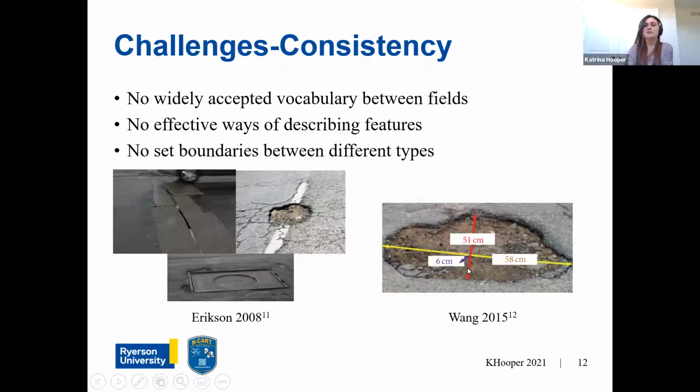And this being its own type of negative object doesn't really compare to this, and especially not this bridge joint. So in comparing these two, specifically in Wang, they compare their algorithm to Erickson. You're not actually getting an accurate comparison between algorithms, so you can't effectively compare the algorithms or even their performance. There's also no effective way of describing features of negative objects.